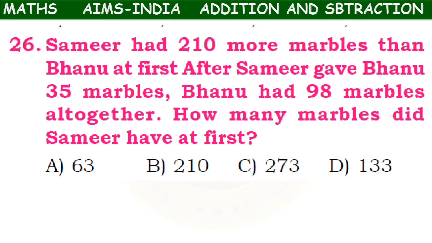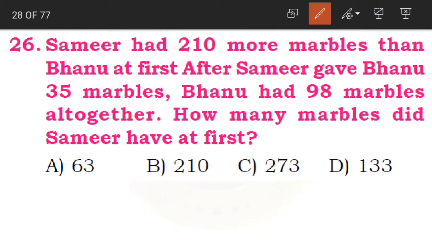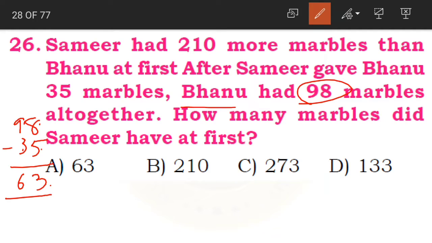Samir had 210 more marbles than Bhanu at first. After Samir gave Bhanu 35 marbles, Bhanu had 98 marbles altogether. How many marbles did Samir have at first? Okay, Samir gave Bhanu 35. So after giving 35, Bhanu has 98. So before giving, how many did Bhanu have? 98 minus 35. 8 minus 5, 3. 9 minus 3, 6. What is this? Bhanu had 63 marbles at first.